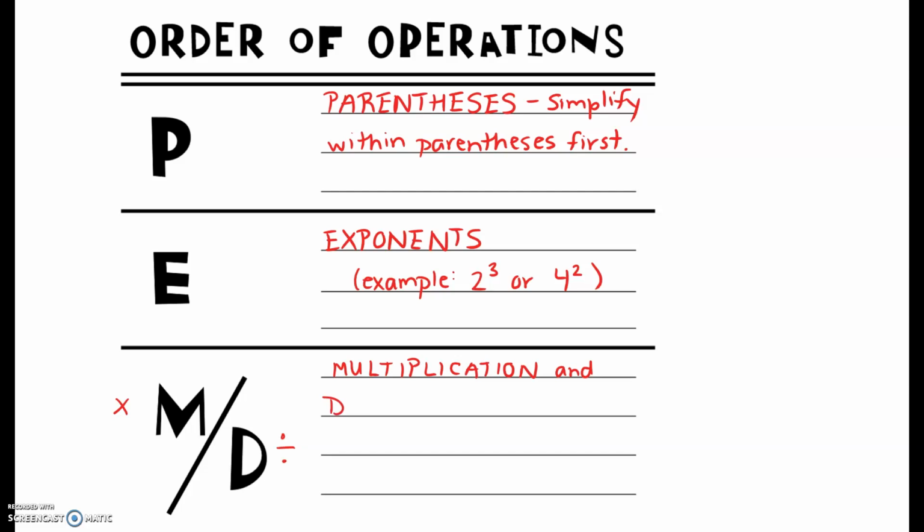And basically, we multiply and divide in order from left to right. This happens at the same time. So if division happens to come first, you can complete the division before multiplication. So even though in PEMDAS multiply comes before division, we actually want to multiply and divide at the same time from left to right.